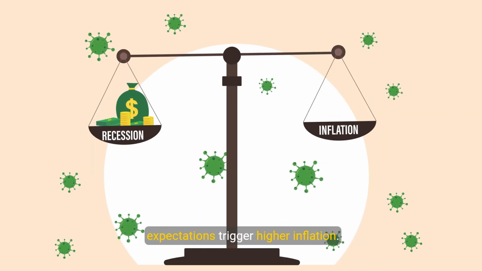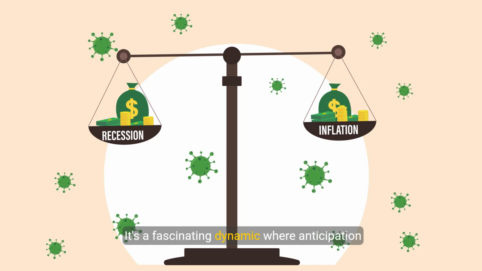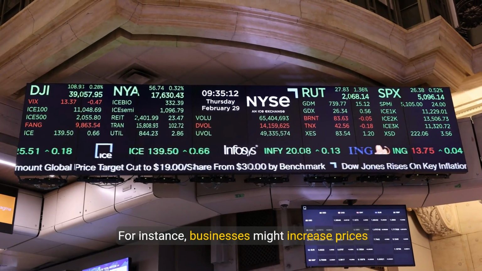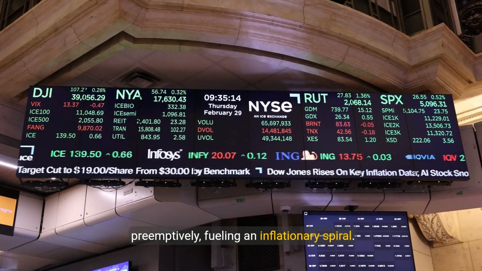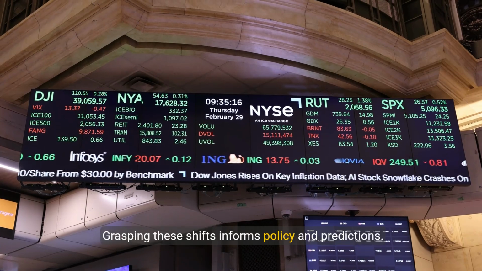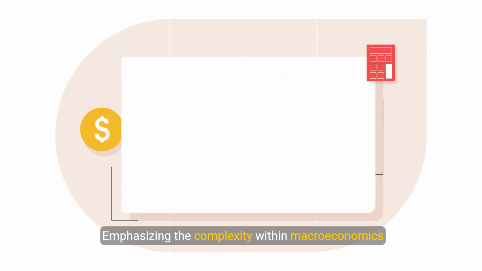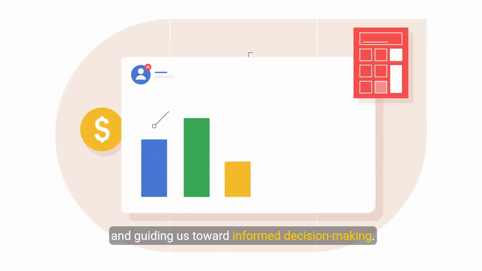It's a fascinating dynamic where anticipation shapes reality. For instance, businesses might increase prices preemptively, fueling an inflationary spiral. Grasping these shifts informs policy and predictions, emphasizing the complexity within macroeconomics and guiding us toward informed decision-making.